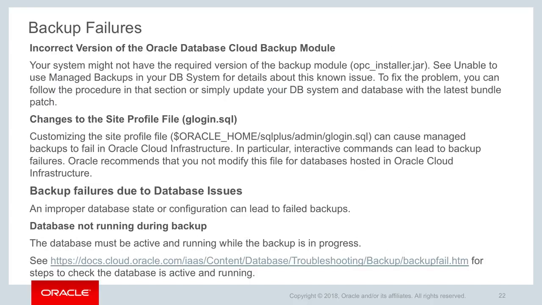Database backups can also fail due to the incorrect version of the Oracle Database Cloud Backup module. To get past this issue, make sure that you're always running the latest version of the Oracle Database Cloud Backup module. Backups can also fail due to changes to the site profile file or the glogin.sql file. So Oracle recommends that you do not modify this file for databases hosted in Oracle Cloud Infrastructure.